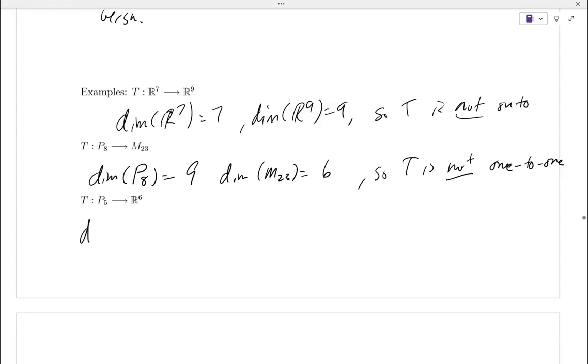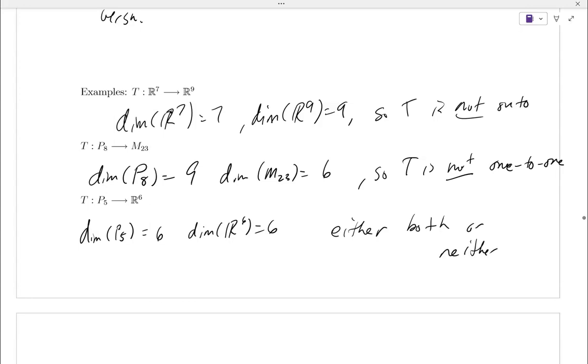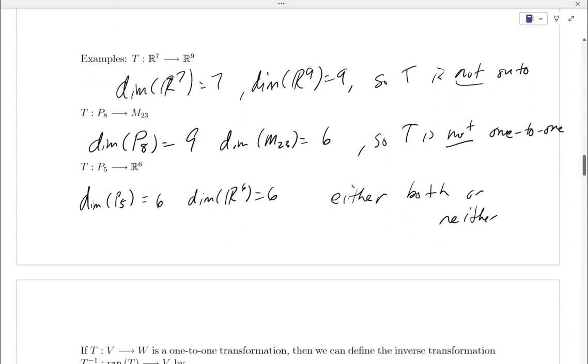Finally, the last one, your dimension of P5 is 6, and the dimension of R6 is also 6. So what does that tell you? Both are, yeah, if it's one, it's the other, right? It's the only thing we can say, right? It's either both or neither. Best you can say, right? It's either both 1-to-1 and onto, or it's neither 1-to-1 nor onto. It's the only choice you have. All right.